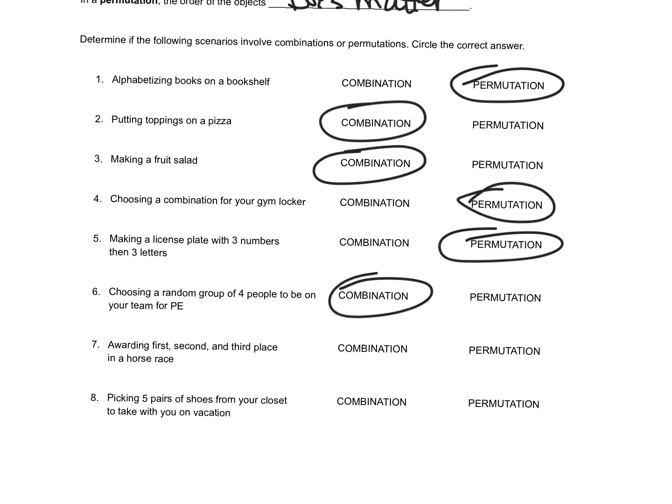And then awarding first, second, and third place in a horse race, that is ordering, which means you are going to go first, then second, then third, so the order matters. So we are going to be at a permutation. And then picking 5 pairs of shoes from your closet to go on vacation. Doesn't matter if I pick my sandals and then my boots, or my boots and then my sandals. They're all going into my suitcase. So the order doesn't matter, so we'd be at a combination on that one. So go back and think about those. If you're confused, ask some questions about how to tell if it's a permutation or combination.